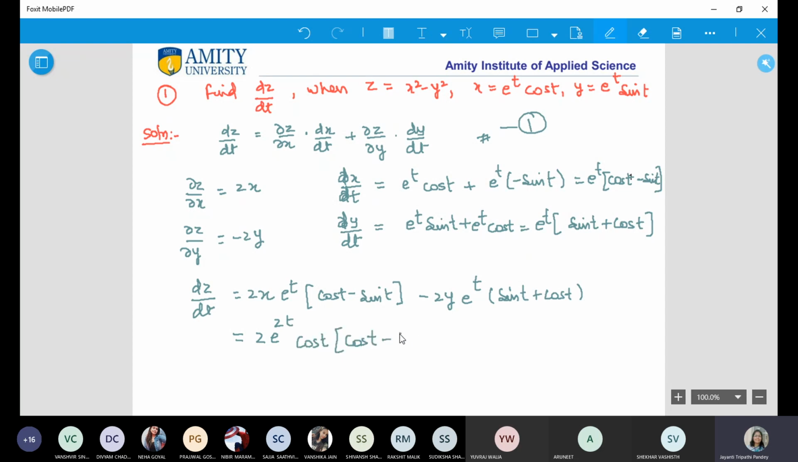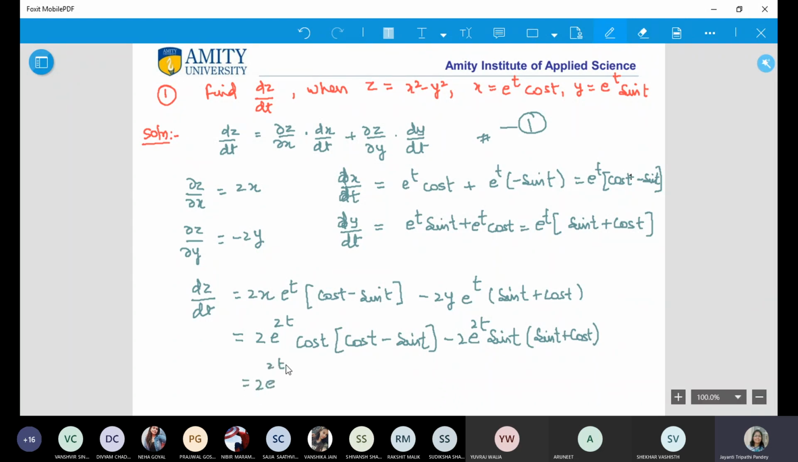Is it okay? Yes, ma'am. Now I want you to simplify this and give me the answer. Easy to simplify. Take out 2e to the power 2t as common and see what is left with you.